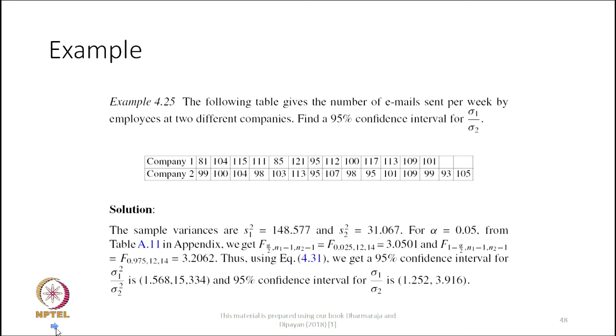The same logic can be applied. After you get the confidence interval for sigma 1 square divided by sigma 2 square, you can get the confidence interval for sigma 1 by sigma 2 by taking the positive square root of that interval. That is all. All other information is there: you have a sample of size n1, a sample of size n2 is given, and so on. So, you can apply the theorem and get the result.